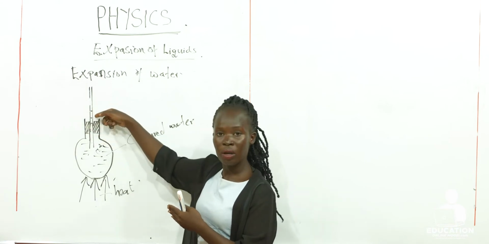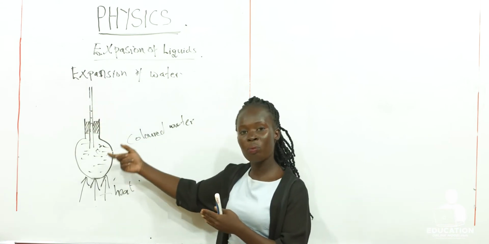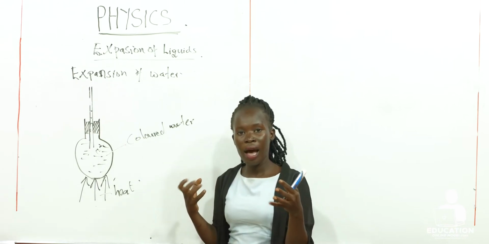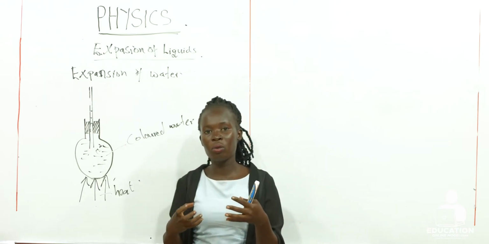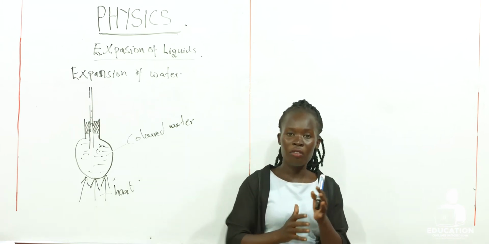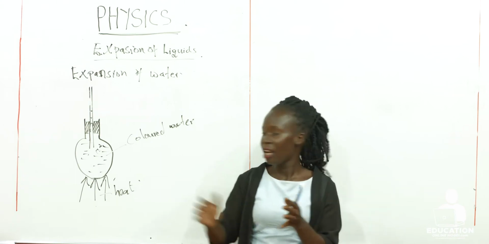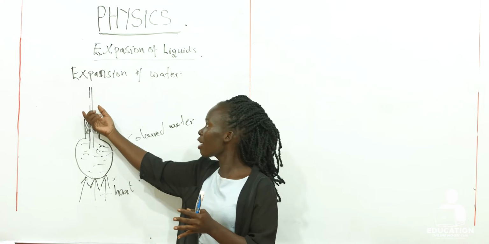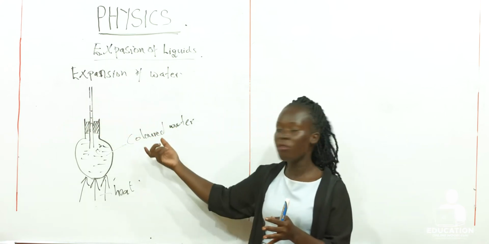in the tube. This is because this liquid expands more, and it is going to increase in volume, and the increase in volume is going to be occupied in a smaller area. So for it to occupy that small area, it will move upwards. So that's how you will see the expansion of water.